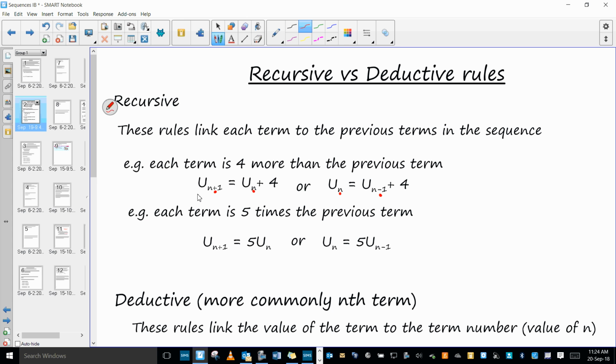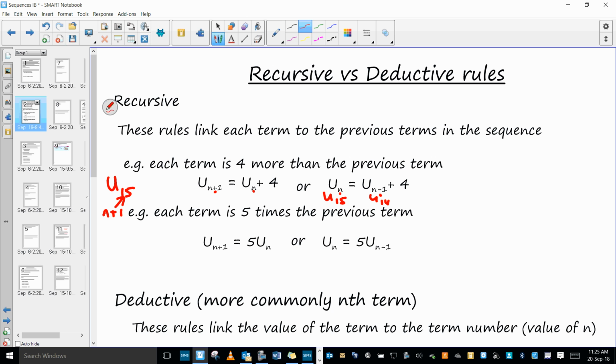Now, if you were trying to find the 15th term, U15, this represents n plus 1, so that means n would have to be 14. Then with the n minus 1 version, it's the same kind of thing. If we were trying to find U15, then this would be U14. Both of them mean the same thing. They're just written slightly differently.